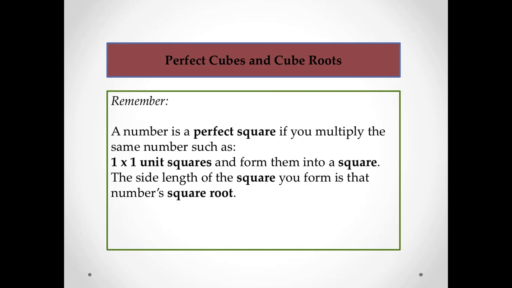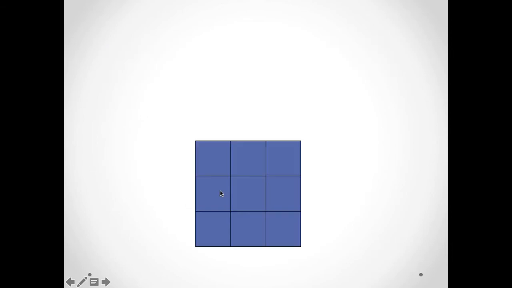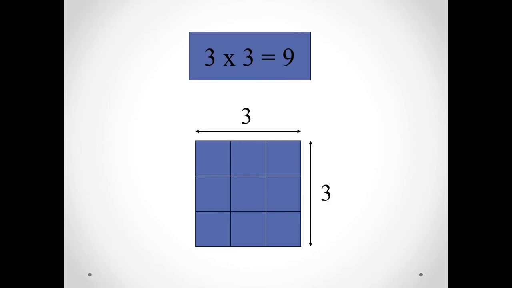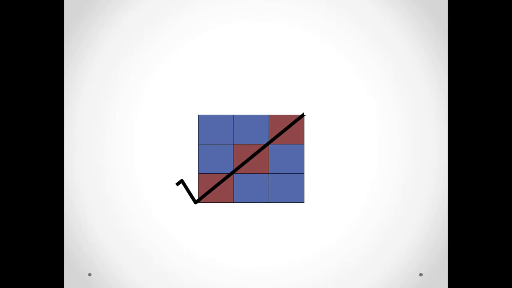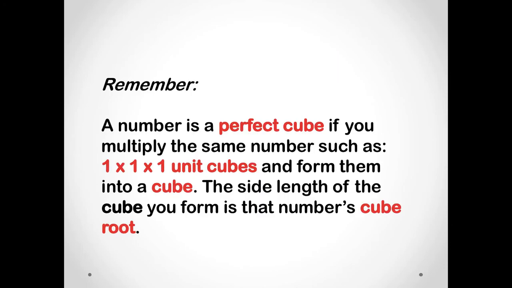Similarly, we are going to talk about the cubes and the cube roots. A number is a perfect square if you multiply the same number, such as 1 times 1. This is the perfect square, right? And the opposite is the square root. So this is the perfect square we know. Now, we are going to learn about perfect cubes.